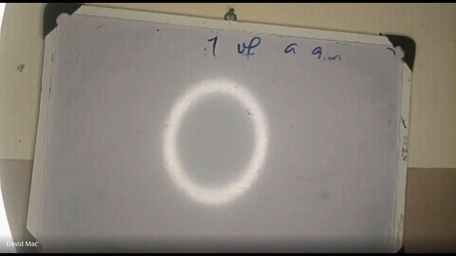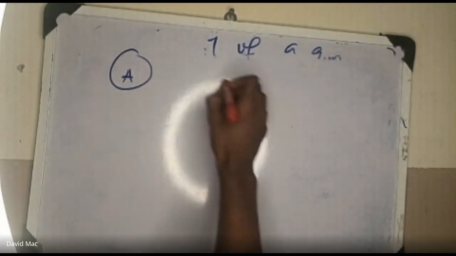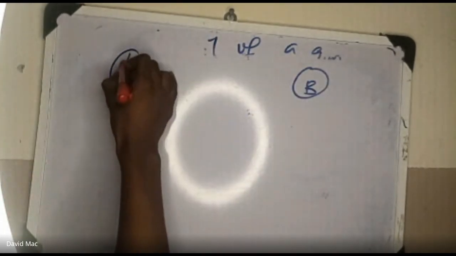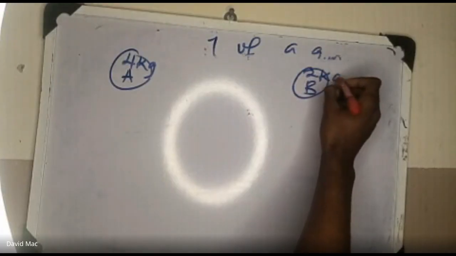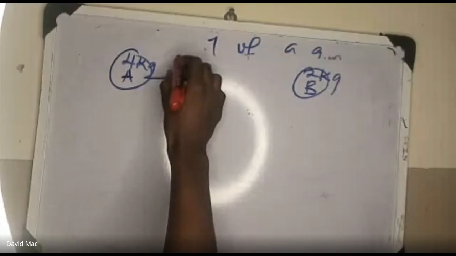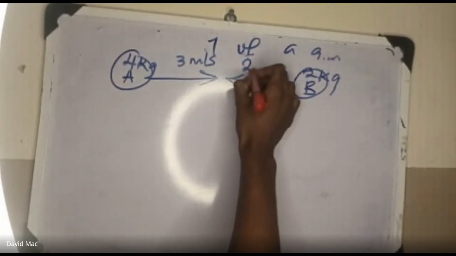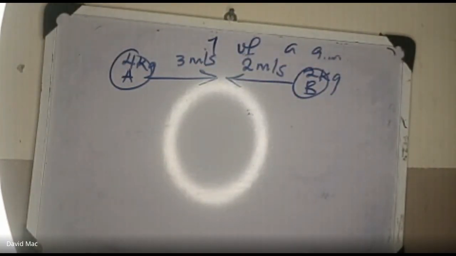They said two bodies of mass. The first mass is what? 4 kg. Let's imagine this is body A. This is body B. Body A has 4 kg. Body B has 2 kg. They said this one is moving with a velocity of 3 meter per second. This one is moving with a velocity of 2 meter per second. When they collide now, what will happen?